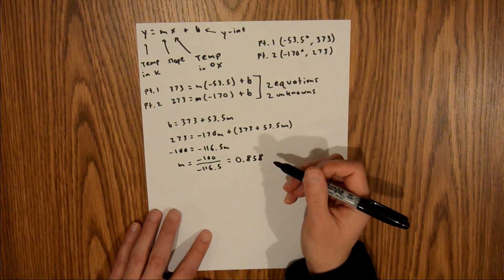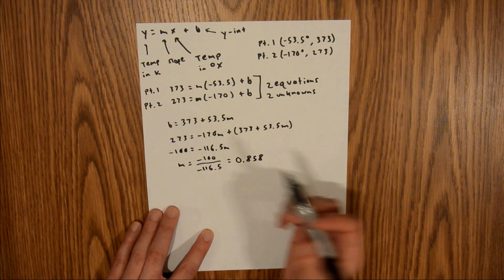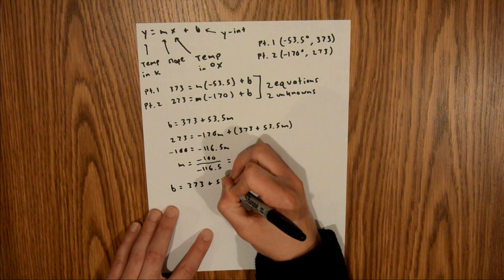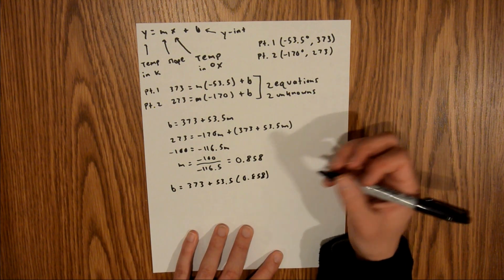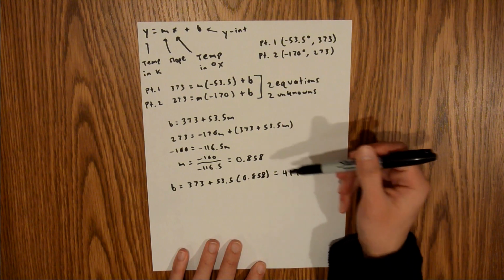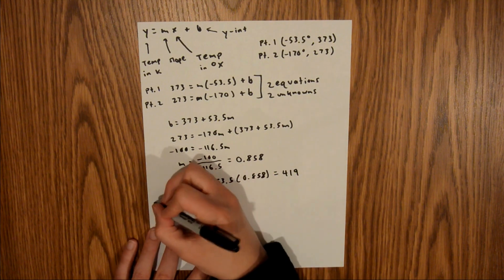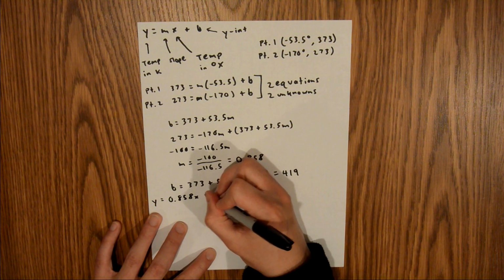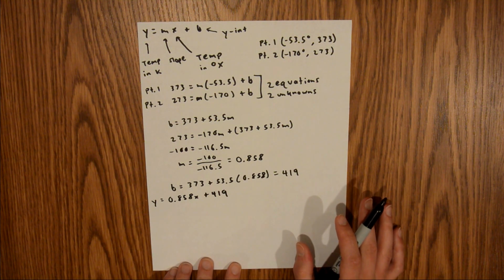0.858. So now that's my value of m, and what I can do is plug that value of m into this equation right here to solve for b. And if you plug that into your calculator, this should equal about 419. And so now I have the m and the b that go into my generic equation, so I'm going to plug those back in there. That's going to give me y is equal to 0.858x plus 419. Now the problem asked me to convert 340K into degrees x.